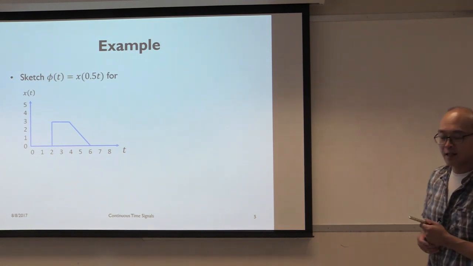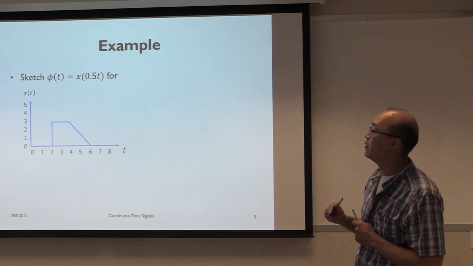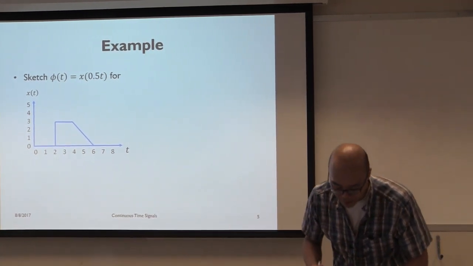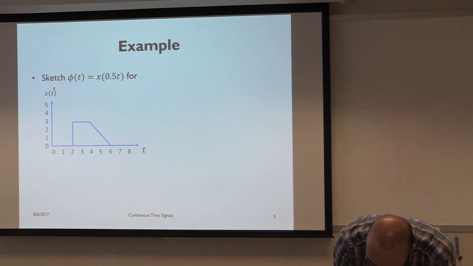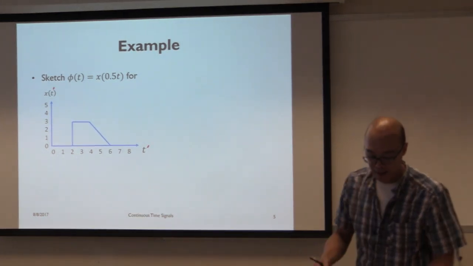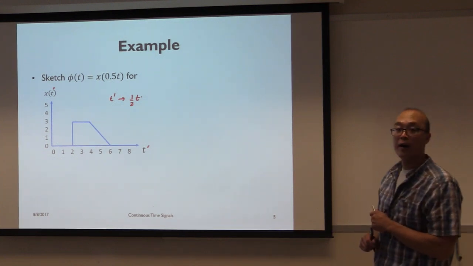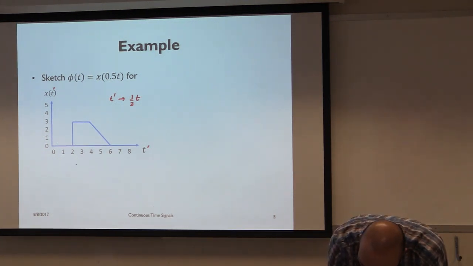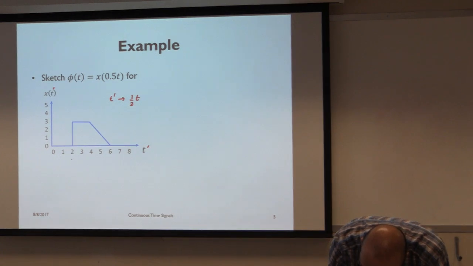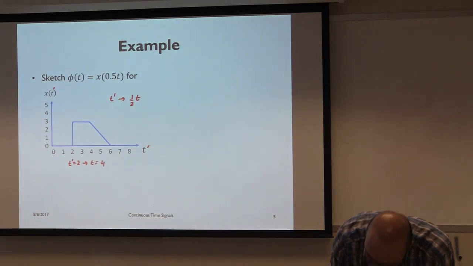Let's take a look at an example. So again, we have to sketch phi of t, which is equal to x of 0.5t, where x of t is shown in the figure over here. So again, what we can do is to relabel the axes and say, here's an x of t prime. This is my t prime axis. And I want to get a sketch between t prime and t, where I essentially have t prime being half t. So as important points here, over here is the point t prime is equal to 2. That would map to t being equal to 4.